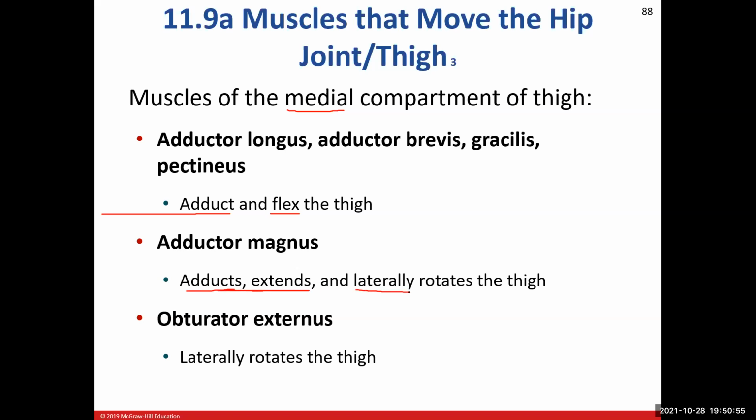So what is lateral rotation? Okay, if your knee is straight, I'll tell you, turn your toes outwards. The anterior surface of your thigh will rotate out and move laterally. That's lateral rotation of the thigh. That's adductor magnus. Then we have obturator externus. This muscle here, you don't need to know it for identification purposes, but you should still know what it does. It is a lateral rotator of the thigh.